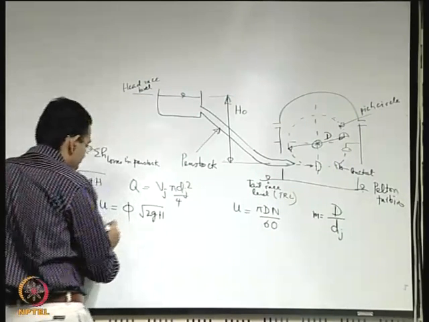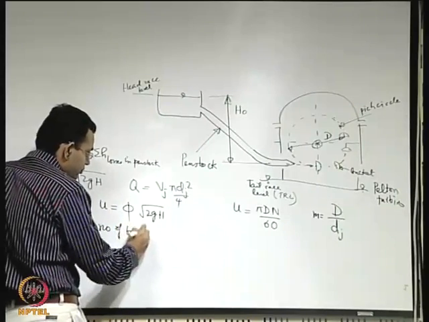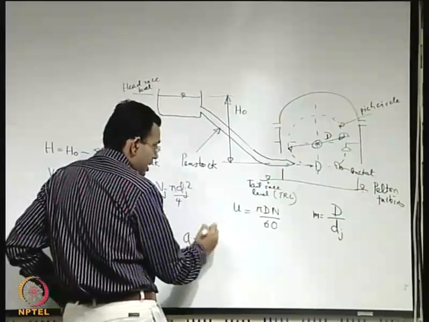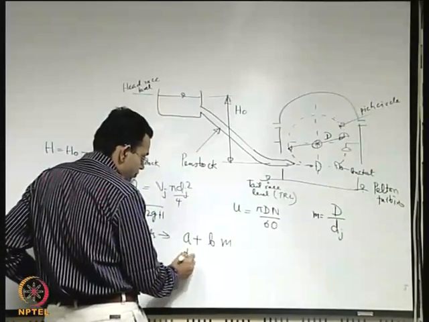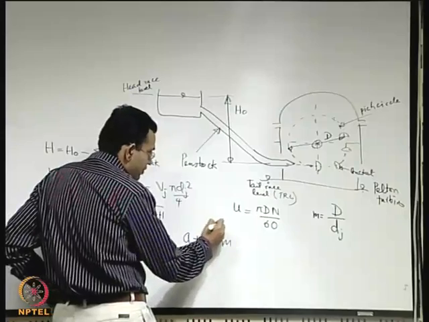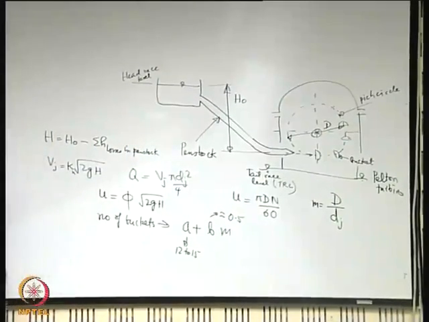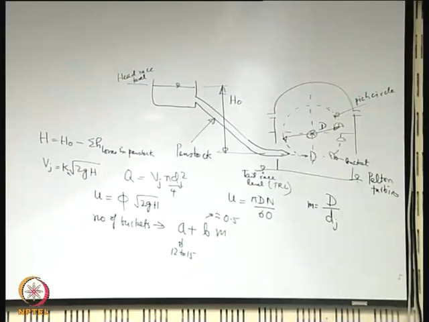So, typically the number of buckets will be of the form of say A plus BM. A may be something between say 12 to 15, and B is roughly like 0.5. These are rough figures, and these come from some design considerations. We do not have enough scope to discuss all these design considerations.